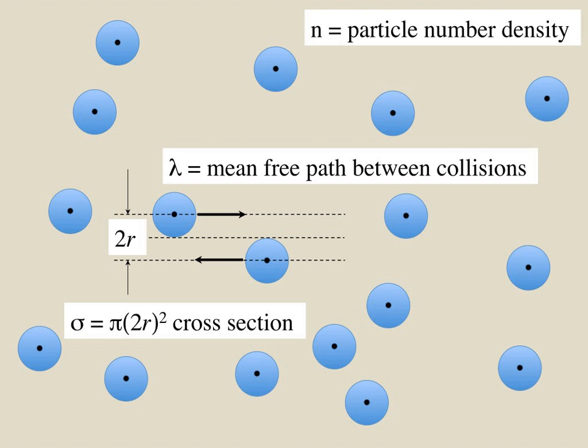the differential cross-section can be written as d sigma d cos theta equals 1 over 2 pi, integral from 0 to 2 pi of d sigma d omega d phi.